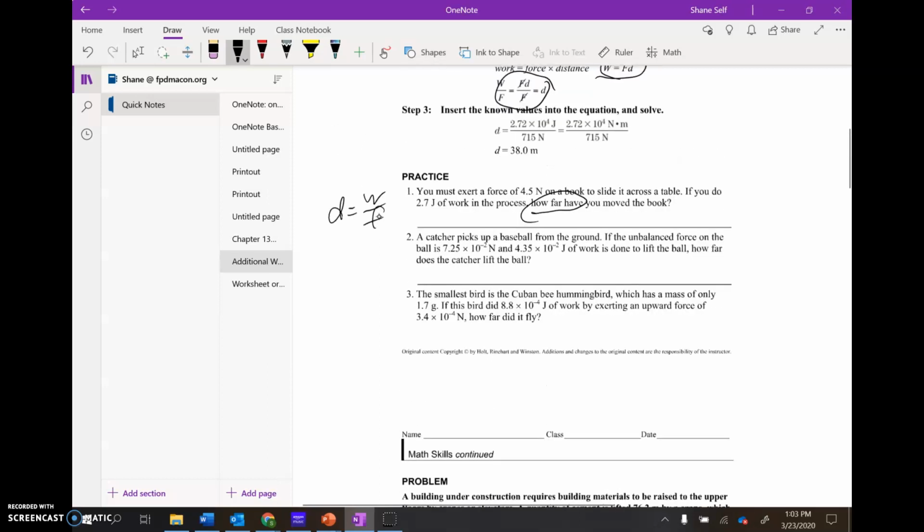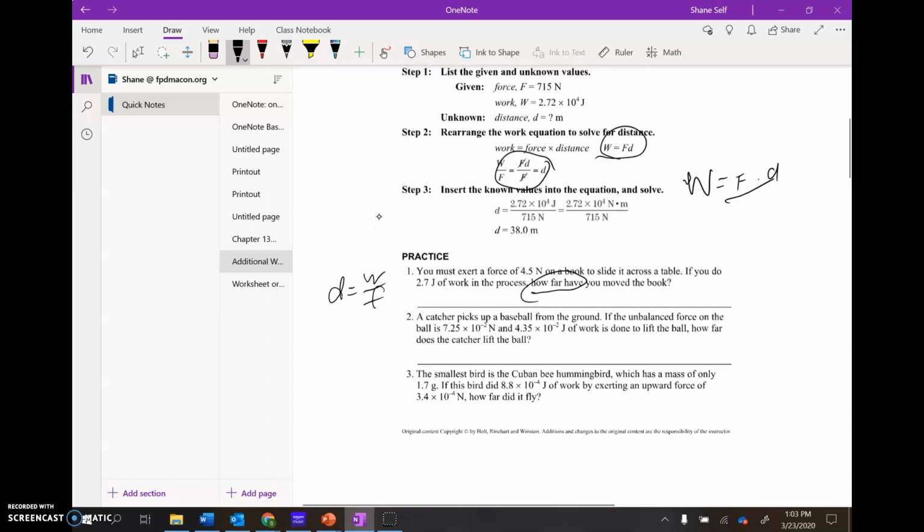How did we get that? Well, the original formula, work is equal to force times distance. We don't know the distance. We're trying to solve for distance. So how do we do that? Divide both sides by force. And we get distance is equal to work divided by force. That's how we got it right there. So that's what we're going to use.